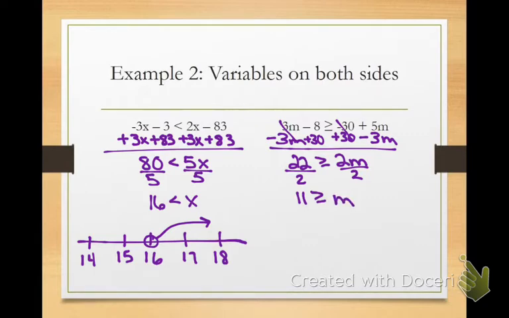How do I read my answer? 11. How do I read it? Greater or equal to. Less than. M is less than or equal to 11, so closed dot going left for less than.